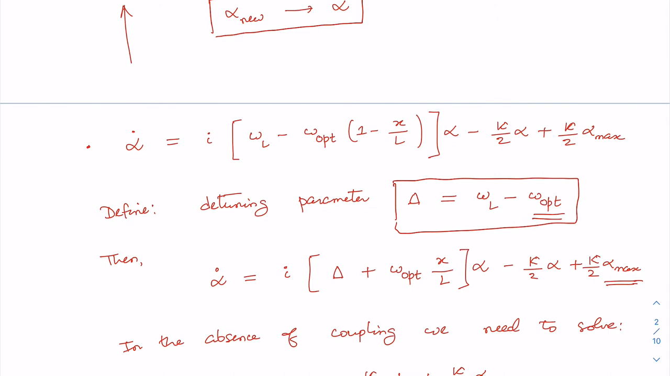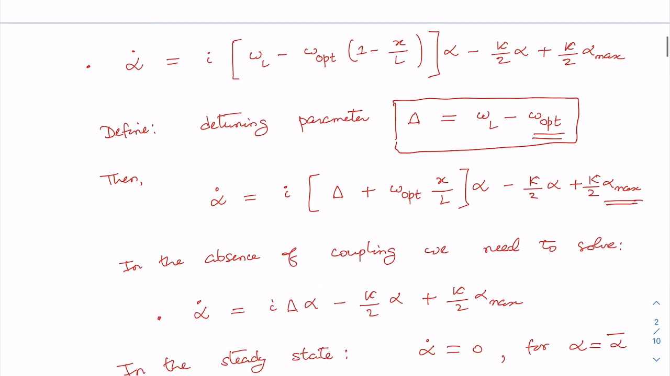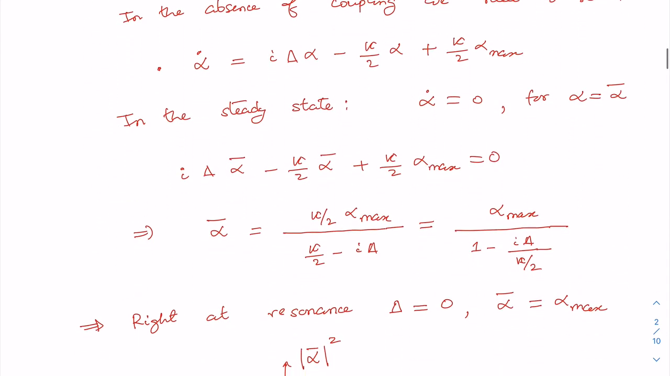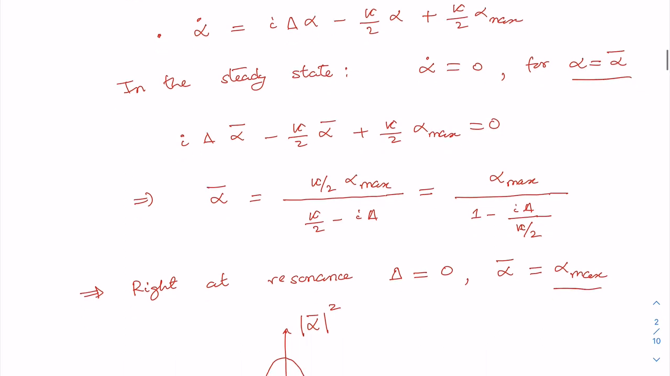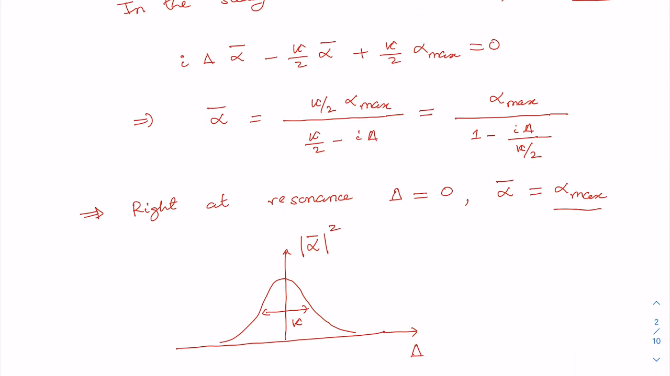And as we analyze it, in the steady state, when there is no coupling to the mechanics, it turns out that indeed in the steady state, where alpha takes the value of alpha bar, it actually at resonance takes the value of alpha max as we described. And this is the intensity plot versus the detuning parameter in the steady state, and we can see that this spectrum has a full width at half maximum given by this cavity decay rate kappa.